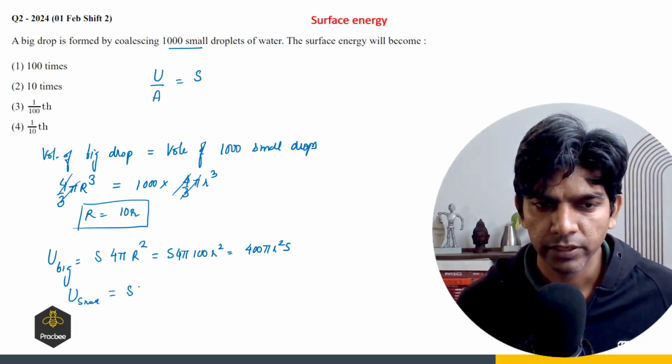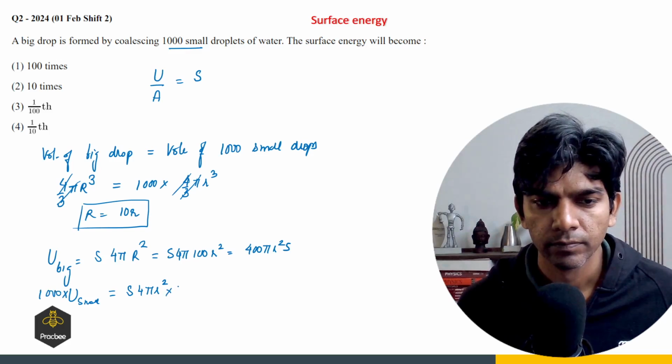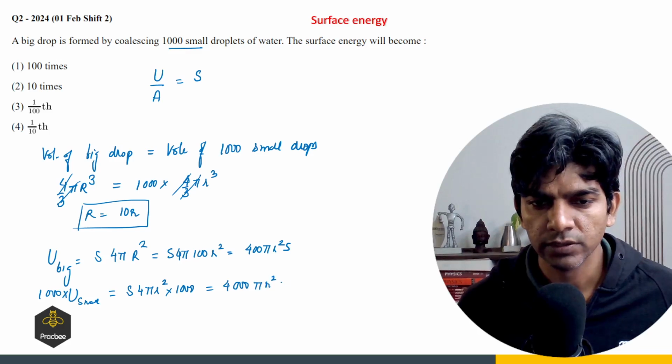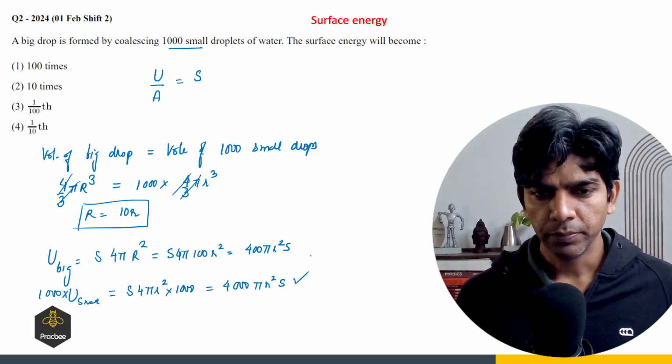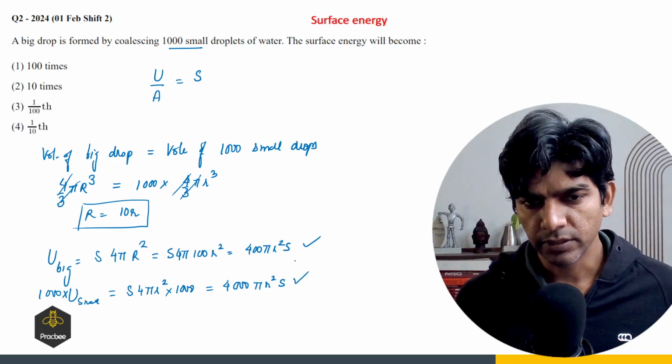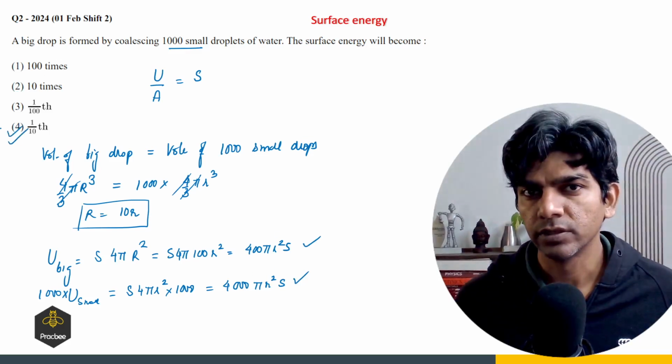whereas the surface energy of one small drop will be S times 4 pi small r square, and if I multiply this with 1,000, we are getting 4,000 pi small r square times S. Right, so if you compare these two surface energies, it is 1/10. So option 4 is the right answer.